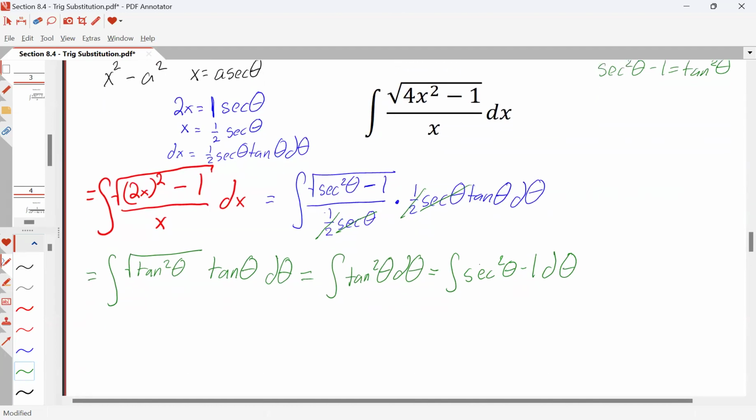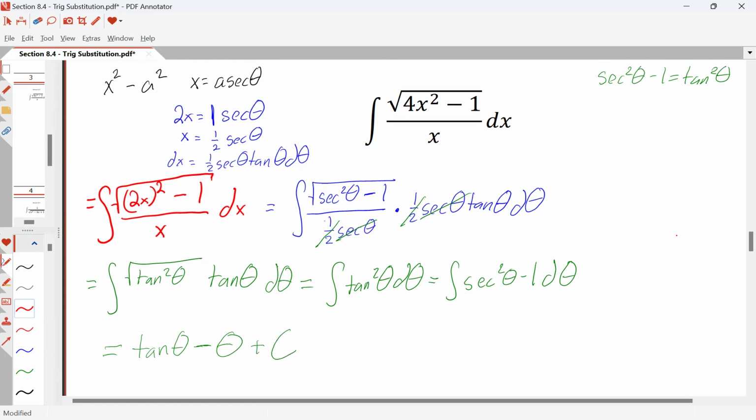And I do know how to integrate secant squared. I do know how to integrate 1, making this the integral of secant squared theta is tangent theta, and the integral of 1 is theta plus c. The last thing we need to do is get these thetas back in terms of x using our substitution.